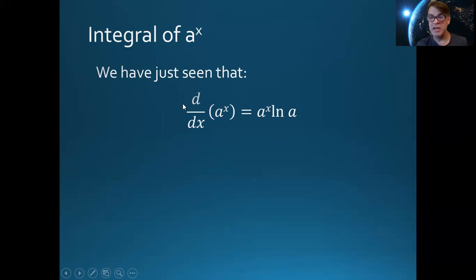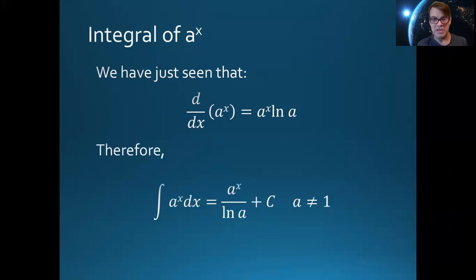So what is the integral? The integral is basically whatever, if we took the derivative of it, we would end up with a to the x. So what is it? Well, it's this, because remember, the derivative of a to the x is a to the x natural log of a. So when I take the derivative of a to the x over natural log of a, I'm going to get a to the x natural log of a on the top, which will cancel with the natural log of a on the bottom, and we're left with a to the x. So this is the reverse of this, plus a constant.